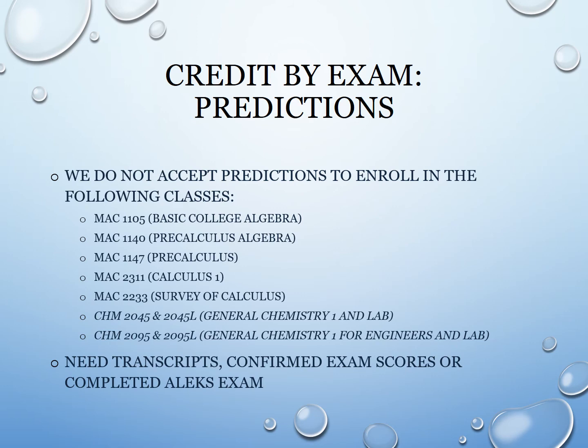When we talk about confirmed scores, we're talking about transcripts for dual enrollment. We're talking about confirmed exam scores, not predicted exam scores like they're doing on Preview Prep. Preview Prep is predicted, it's self-reported, right? We need confirmed things that we can actually verify. Or a completed ALEKS exam could also be something that we could use for these courses as appropriate based on the score that they get.